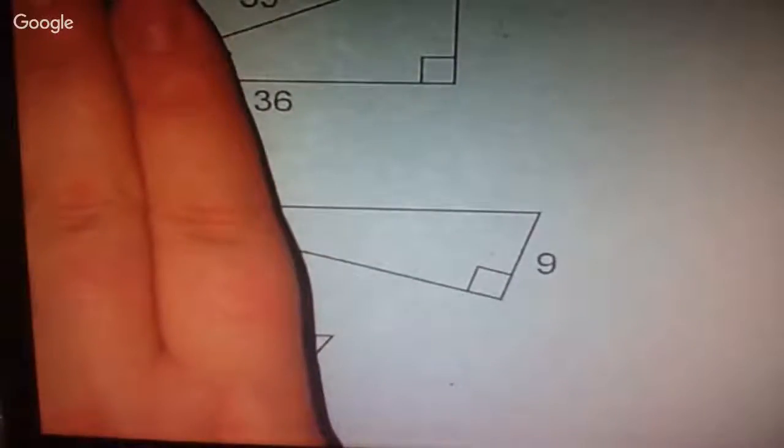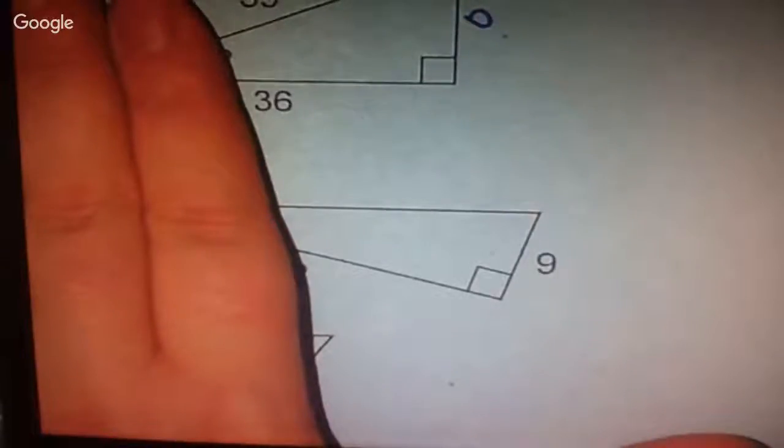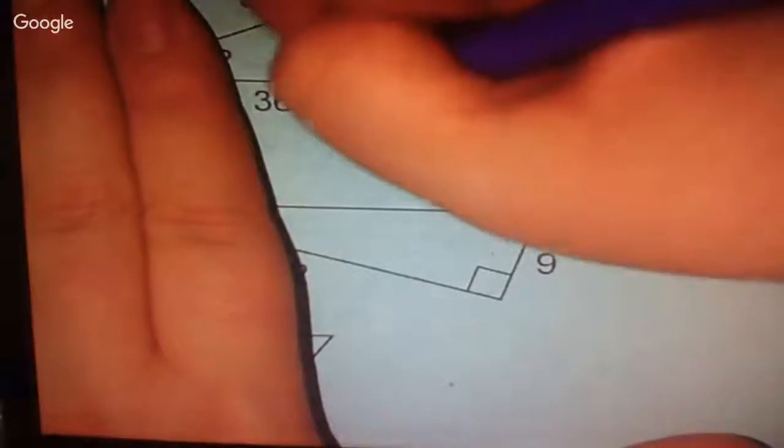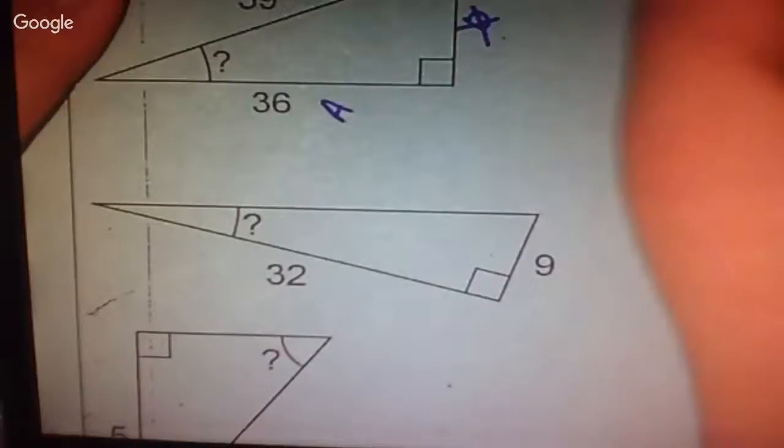Okay, so with this one, when I cover my reference angle, the side that I am not touching is opposite. So that's over here, which makes 36 your adjacent and 39 your hypotenuse. O is the one that we don't have. So we're dealing with A and H, which tells me cosine. This time it should be 36 over 39.